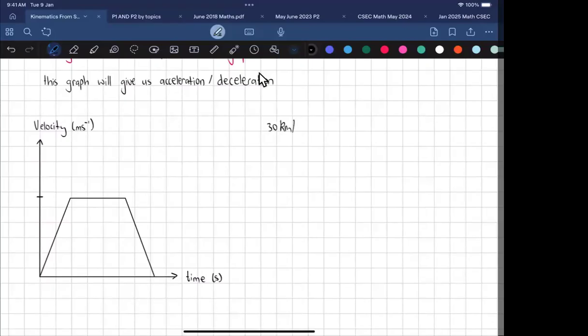Let me just convert that to meters per second real quick. This is also something you'd need to know how to do. So if we want to convert 30 kilometers per hour to meters per second, this is how we're going to do it. So 30 kilometers, what is 30 kilometers to meters?